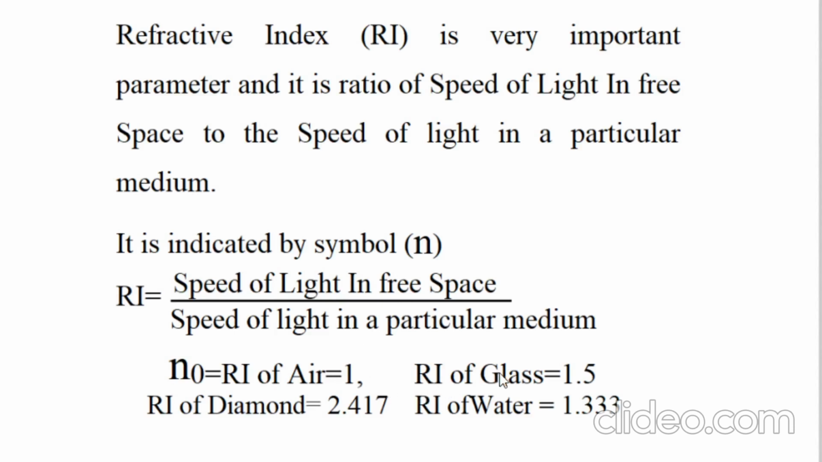But if you talk about the refractive index of glass, it is something like 1.5. Refractive index of diamond, 2.417. Refractive index of water, 1.333. In this way, refractive index is a simple definition: a ratio of the speed of light in free space to the speed of light in a particular medium. Here, glass we have taken as 1.5. And if you change the material of the glass, then this refractive index can also change. And we are going to see the different types of materials used for manufacturing the glass, because we want core and cladding made from different materials. Otherwise, if you make the core and cladding of the same material with the same refractive index, then reflection will not take place, and our entire fiber optic communication will not succeed.